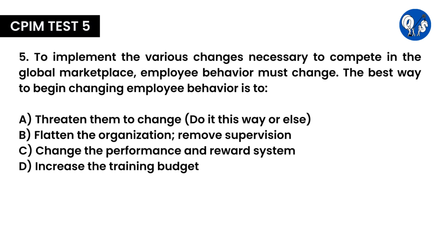Question number 5. To implement the various changes necessary to compete in the global marketplace, employee behavior must change. The best way to begin changing employee behavior is to A. Threaten them to change. B. Flatten the organization, remove supervision. C. Change the performance and reward system. D. Increase the training budget. Here the correct answer is C.